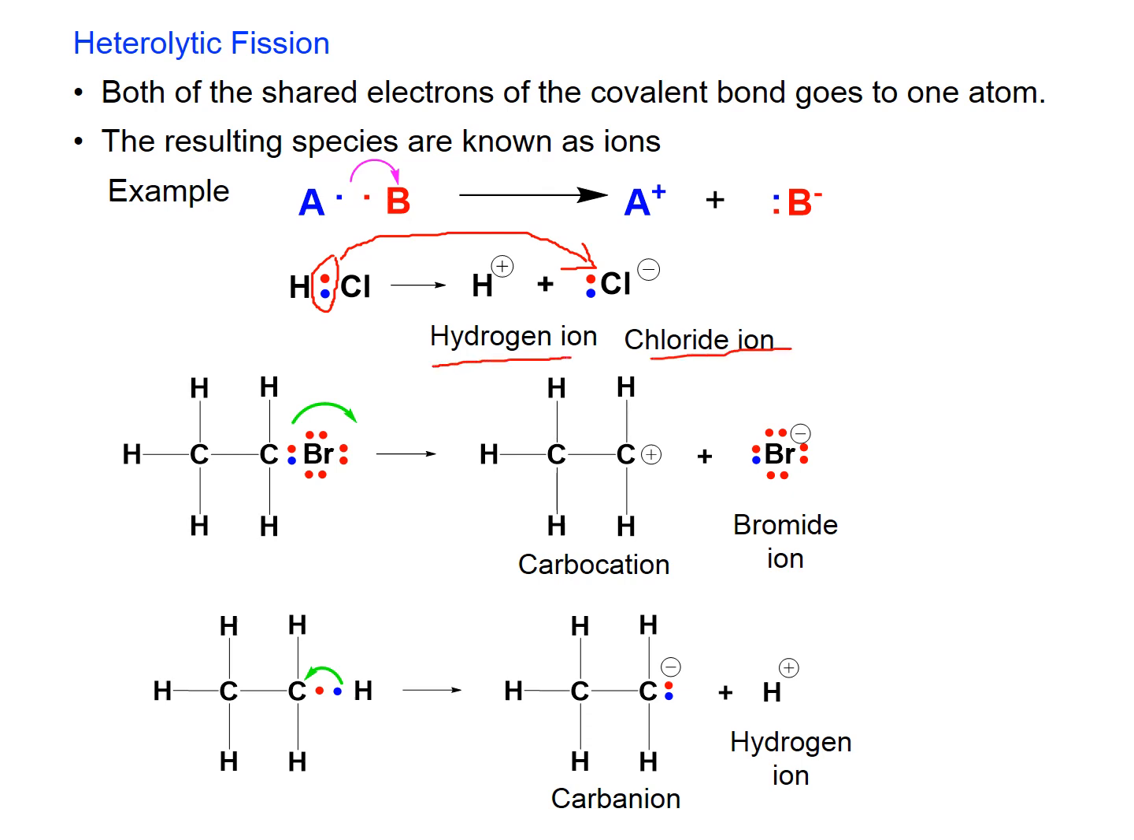So hydrogen ion kamu daripada satu elektron dah terus satu elektron kat situ. So it carries a positive charge, whereas for your chlorine it carries a negative charge because it has an extra electron kat situ. So the same for the next example.